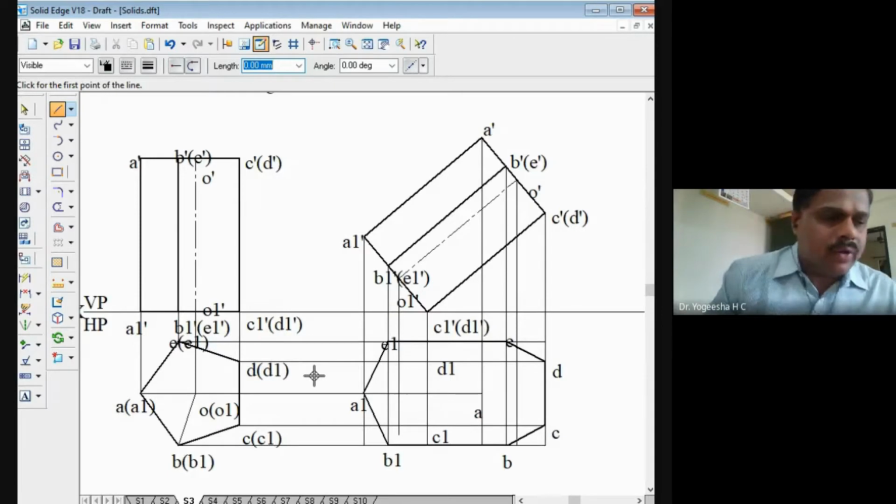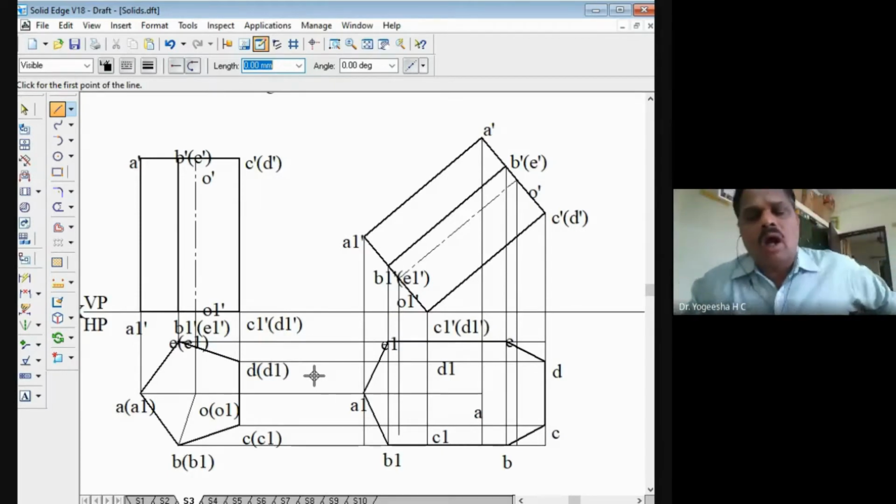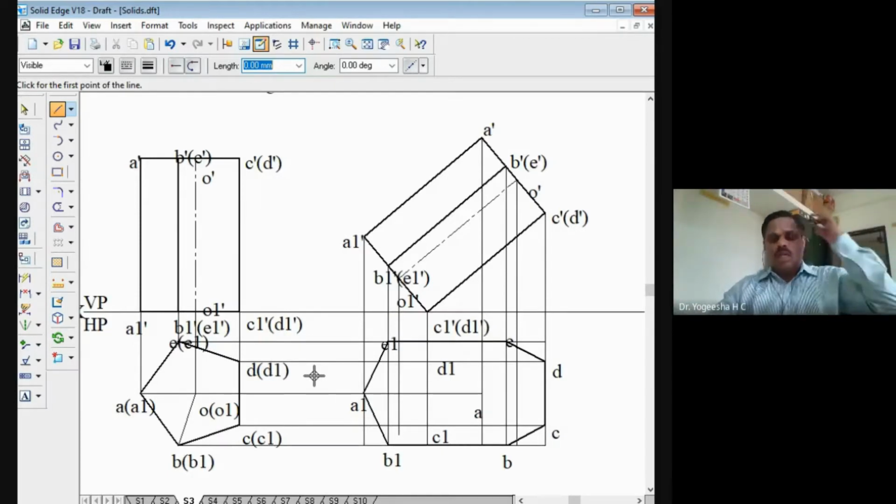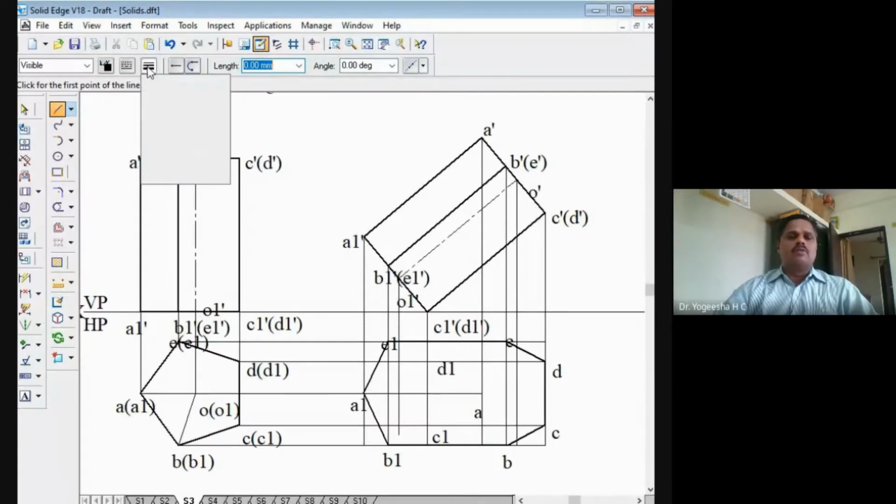Now we have to identify which is the visible edge or visible surface and which is the hidden surface. For that, you have to look at this second front view from the top. When you look at the second front view from the top, A, B, C, D, E is nearer to the observer. A1, B1, C1, D1, E1 is away from the observer. This is the bottom base and this is the top face. All the top face points are nearer to the observer. They are all visible, so join them with a thick line. Top face surfaces are here.